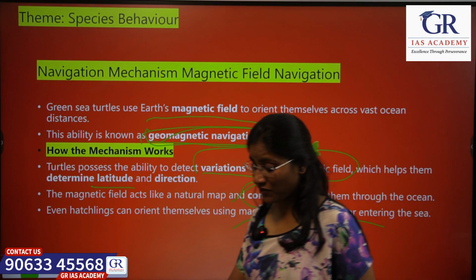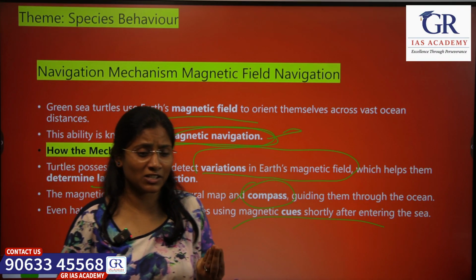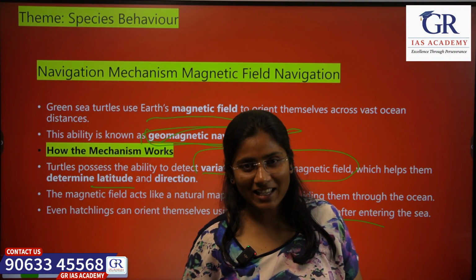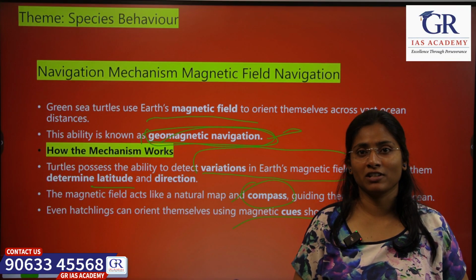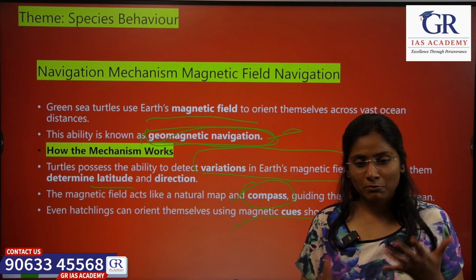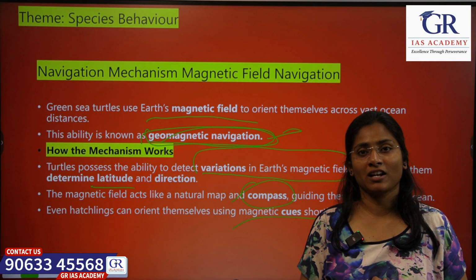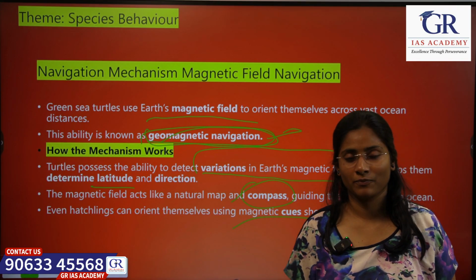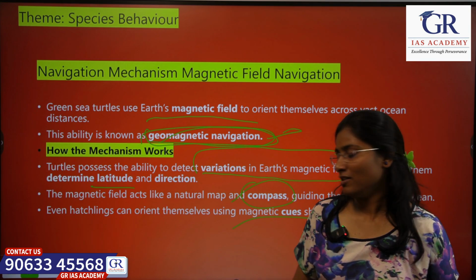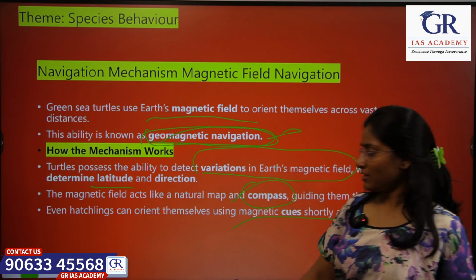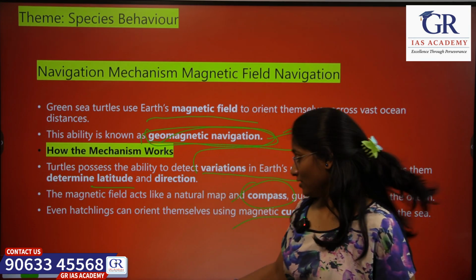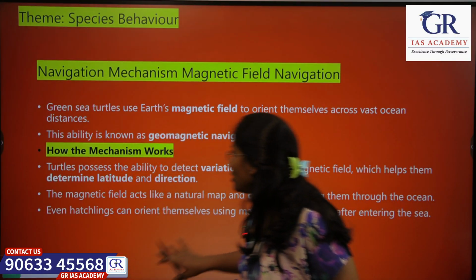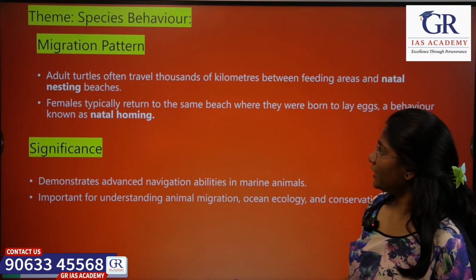Even, and this is fascinating, even small hatchlings, just born, can identify Earth's magnetic field as a cue, and they remember the place where they were born, and then come back to breed there itself. That much capability is there for our green sea turtles. This is called natal homing.